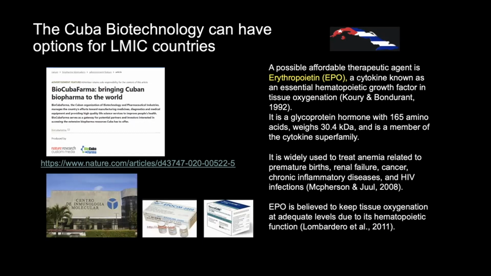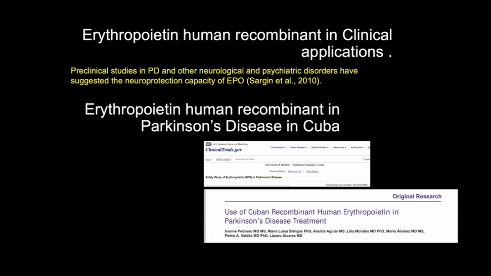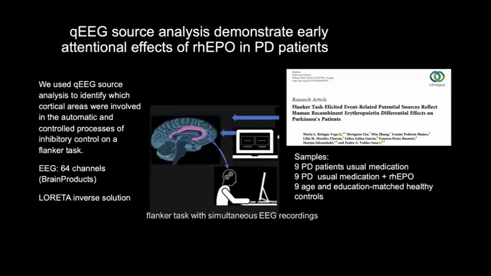In Cuba, we have the Cuban Center for Immunology Studies. They have 2 new formulations for EPO. We started in 2012 using human recombinant erythropoietin in Parkinson's disease. We published 1 clinical trial for safety using this drug, and we obtained very good results in cognition using QEEG source analysis. The QEEG source analysis was done during the presentation of the flanker task to patients with Parkinson's and the usual medication.